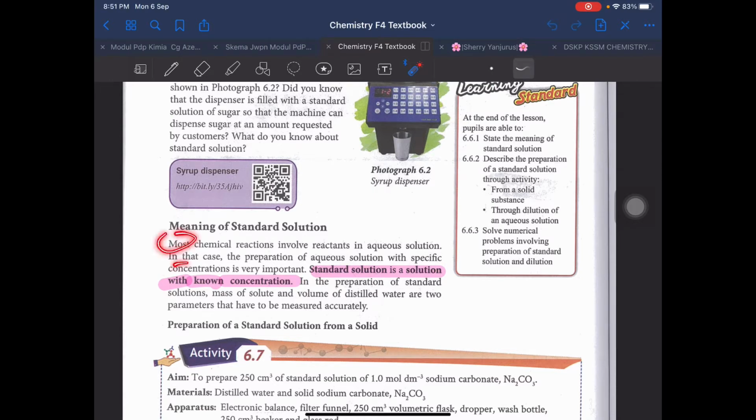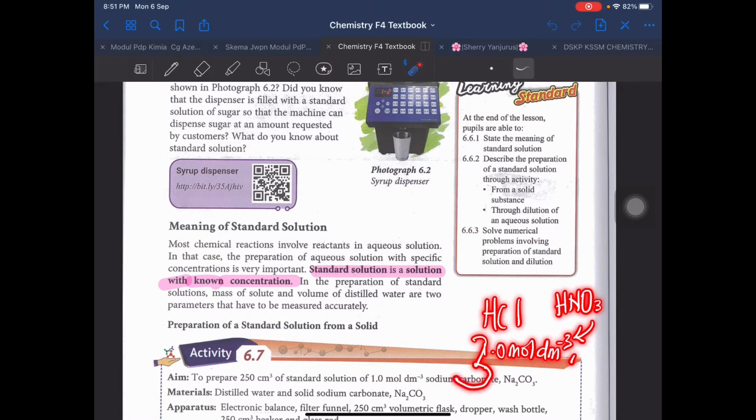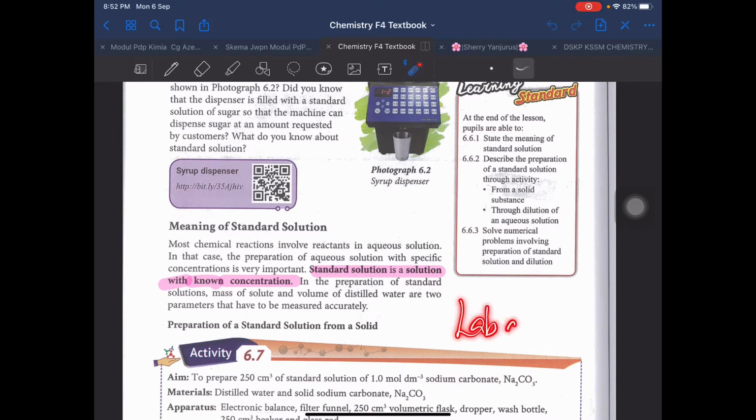Most of it. In that case, the preparation of aqueous solution with specific concentration is very important. Siapa yang mau menyediakan asid yang berkepekatan 1.0 mol per cubic decimeter? Siapa yang boleh menyediakan HNO3 nitric acid dengan kepekatan ini atau tukar pergi 2.0 atau tukar pergi 3.0 and so on. Okay, so all of that are prepared by the lab assistant actually, okay?